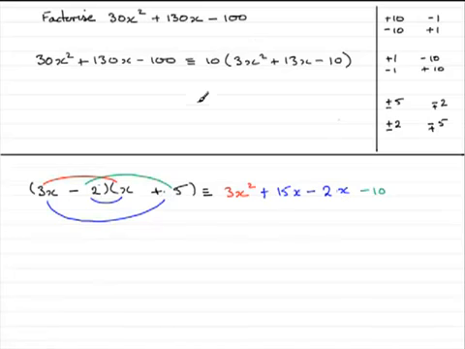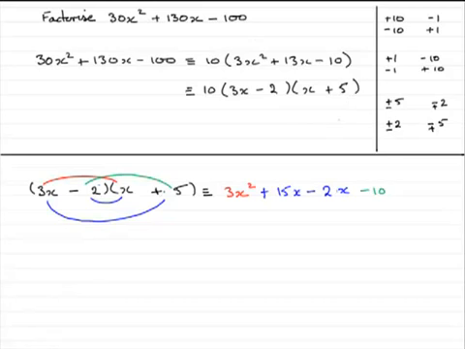So all we need to do now is finish this off by saying this is identical to, putting your identical signs underneath one another, the 10 goes there, and then we factorise this into two other brackets. These are often called linear factors, by the way. The first linear factor is 3x minus 2, and the second linear factor is x plus 5. So there you go: 30x squared plus 130x minus 100, fully factorised, is this.